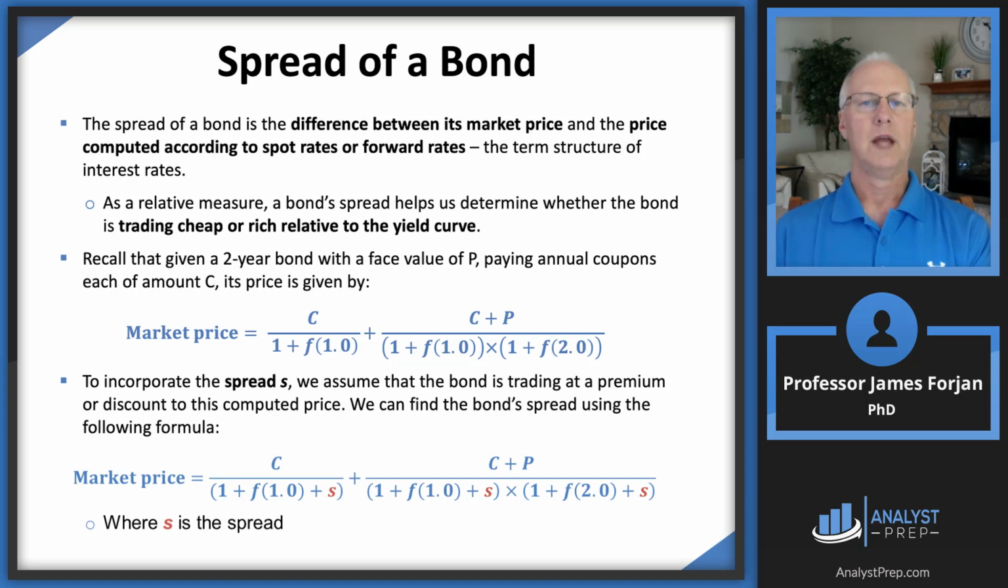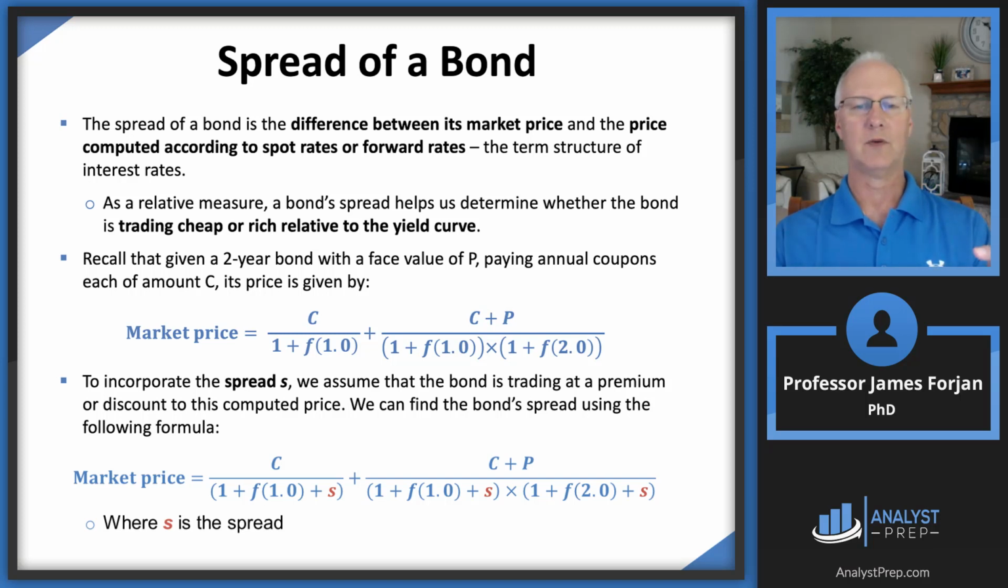Now, in this context, the spread is going to help determine whether the bond is overvalued or undervalued relative to the yield curve. Let me just remind you about that yield curve that we talked about in the previous chapter. Yield curve is a picture of the relationship between time to maturity on the horizontal axis and yield to maturity on the vertical axis.